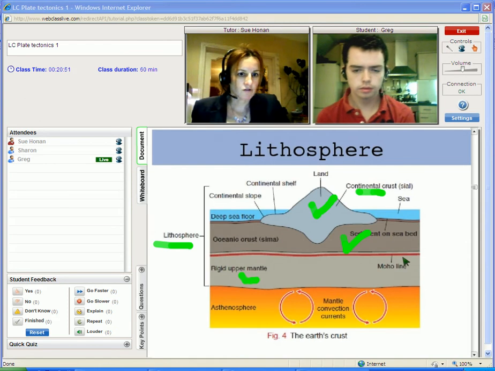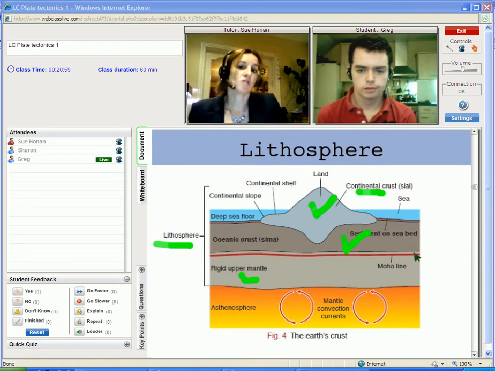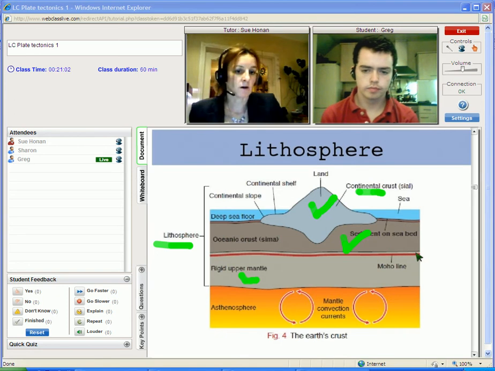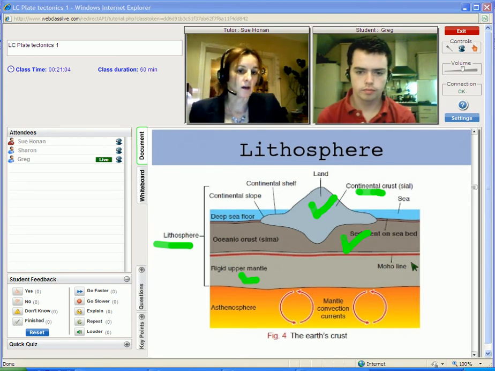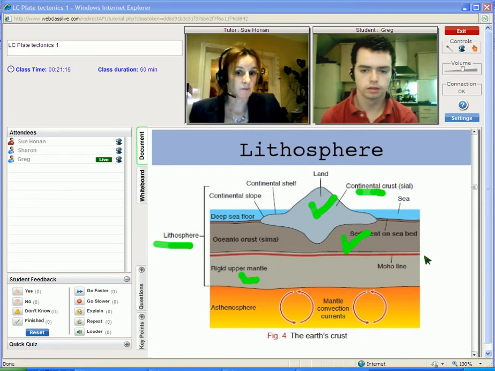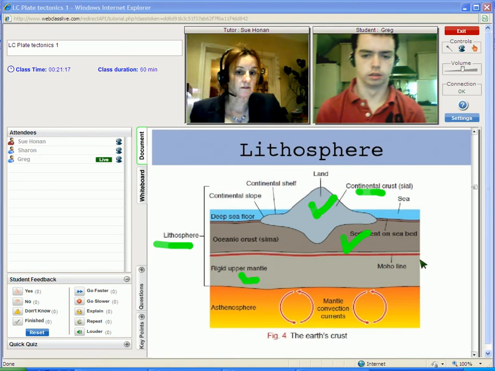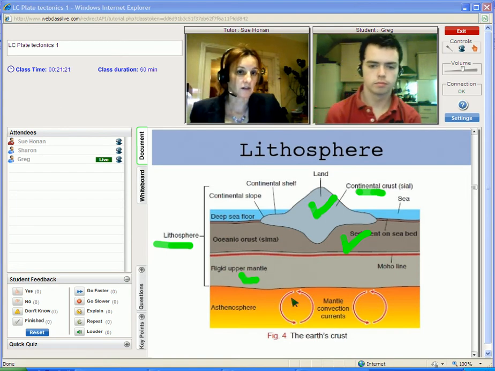Here, you see this red line called the MOHO line, yeah? I see that. Okay. It's a very important line for geologists and scientists because this actually marks the boundary between the oceanic crust and the top of the mantle, okay? And the significance of this is that it shows where the lithosphere changes from crust to mantle, because the very top part of the mantle is solid, but it's still part of the lithosphere, okay?